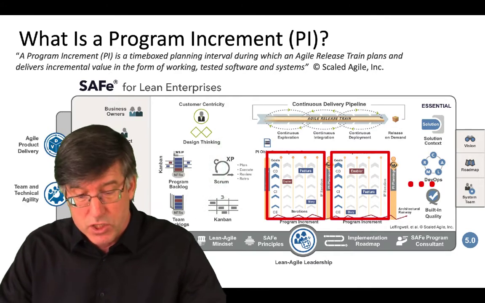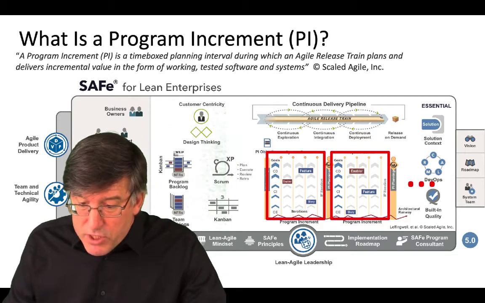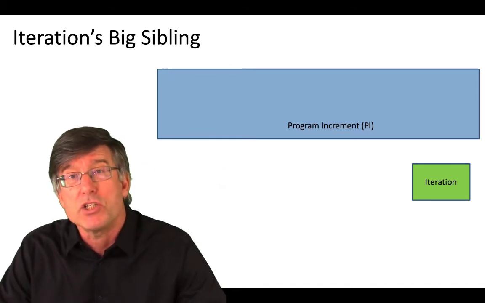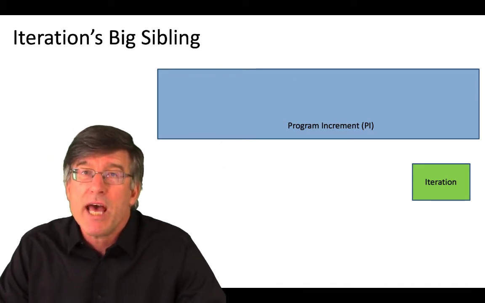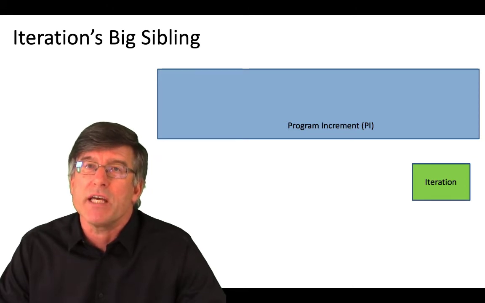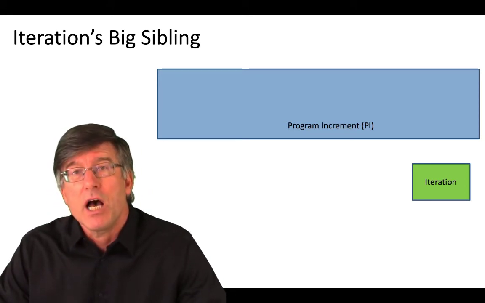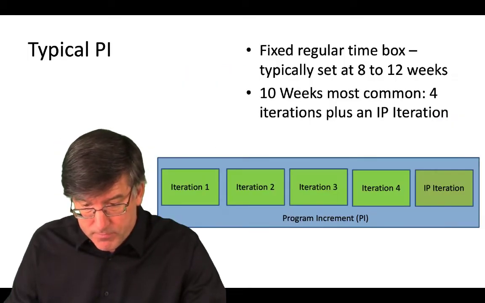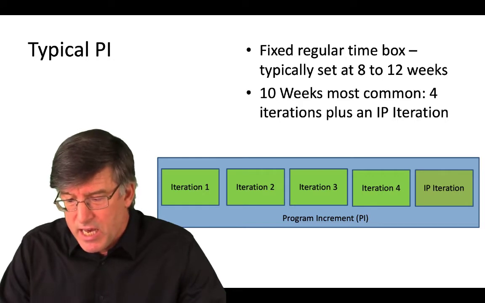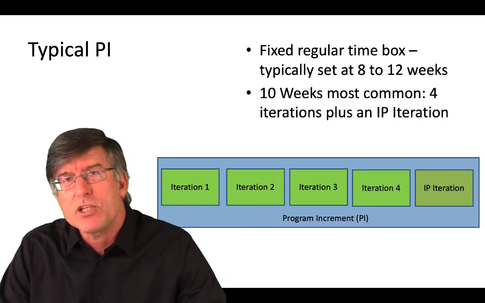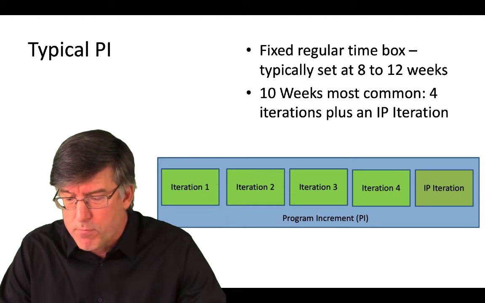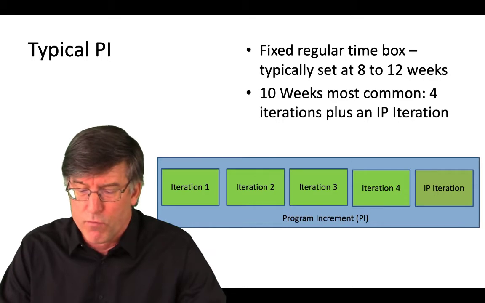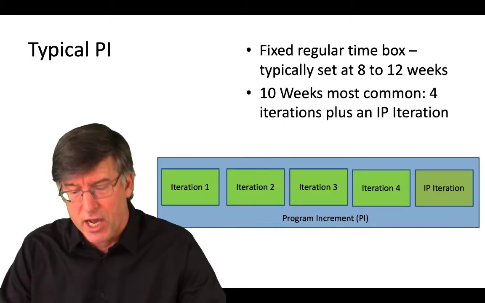of a valuable system. A simpler definition that I like of a PI is that it really is just the iteration's big sibling. And it's a good analog because everything that you can think of in an iteration, there's generally an analog for it in the program increment. The typical PI is usually about 8 to 12 weeks. What you find most often is most companies run a 10-week PI with about 4 iterations plus an IP iteration.